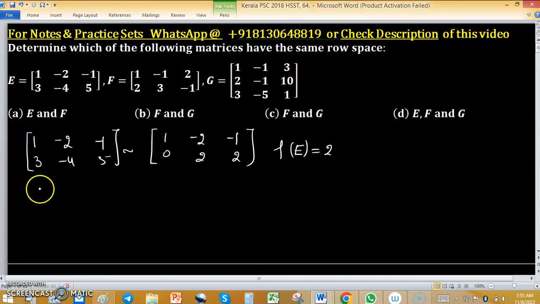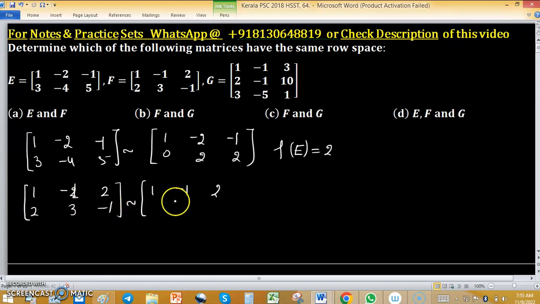Now we will check the rank of the second matrix F: 1, minus 1, 2, 2, 3, minus 1. Apply elementary operation on this matrix. We have 1, minus 1, 2, 0, 5 and minus 5. Again we are getting rank of F is 2. Now try to find the rank of G.